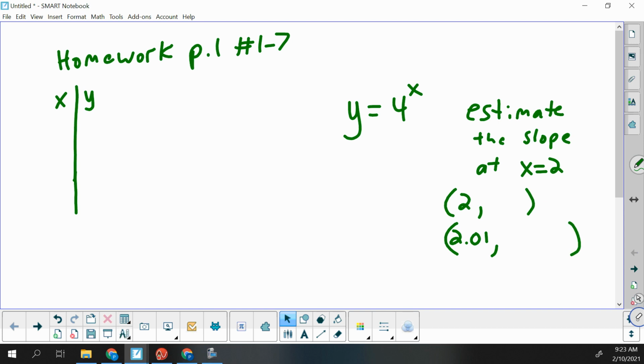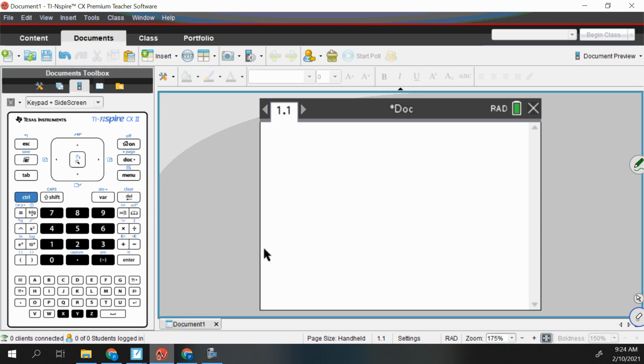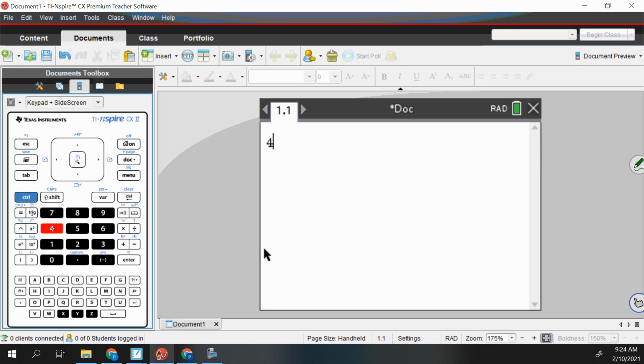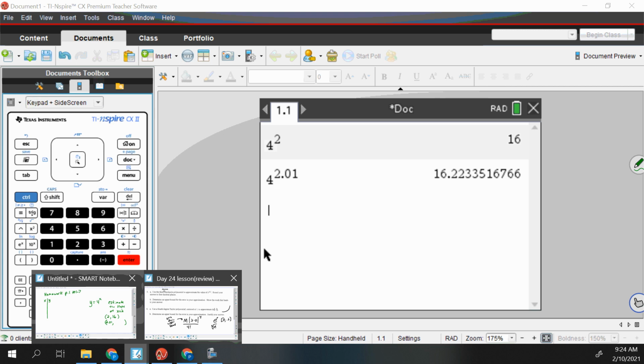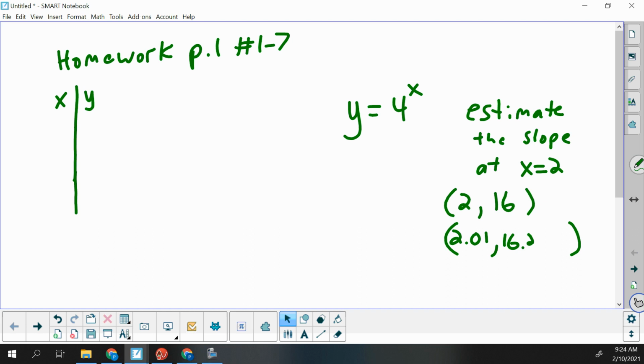And what we need to do is find the y values now. Well, sub in 2, 4 to the second gives us 16. So again, if you're not sure where that just came from, all we did is we took 4 and subbed in 2 to get back to 16. Well, now we're also going to sub in for x the 2.01. So we get 16.22335 and change. So our other point will be 16.22335 and some other stuff. It's important we don't want to cut it off.